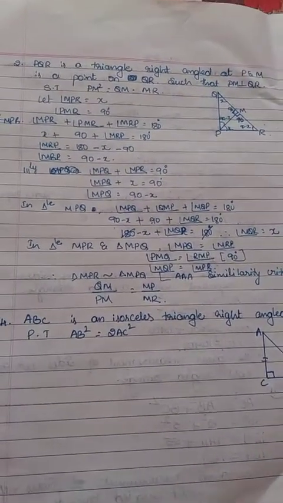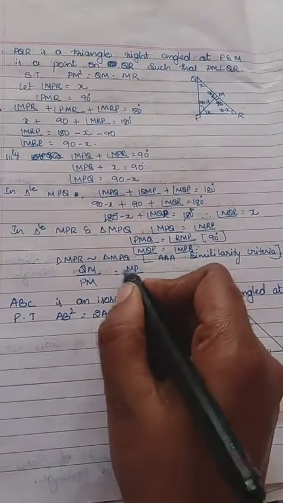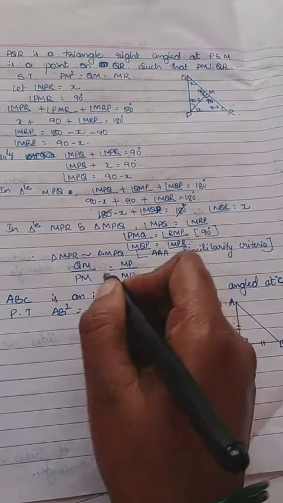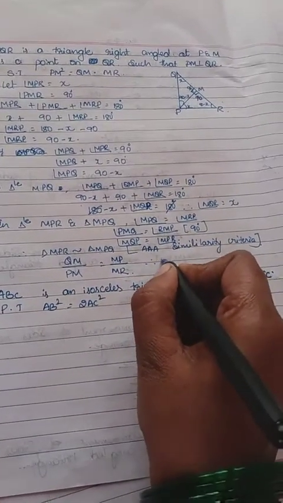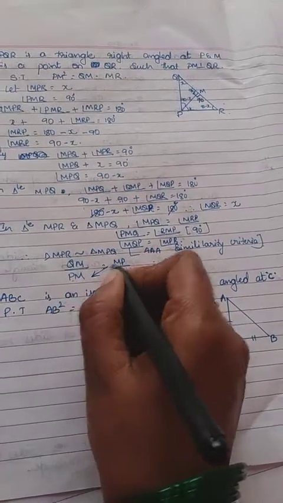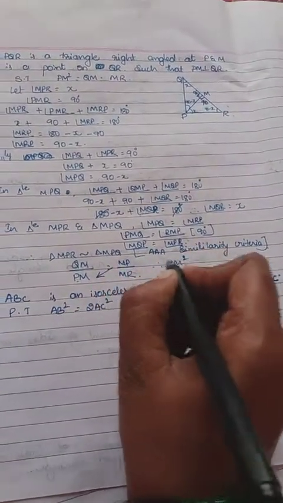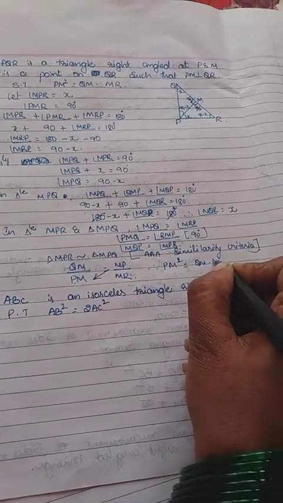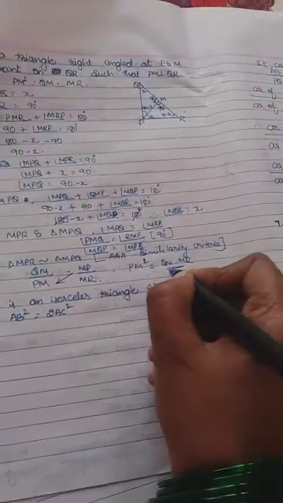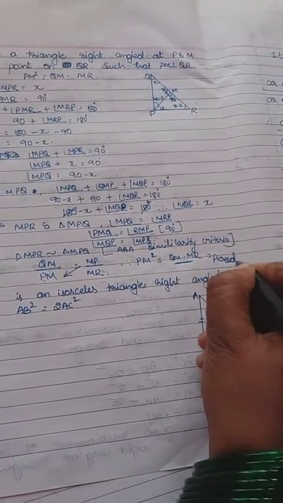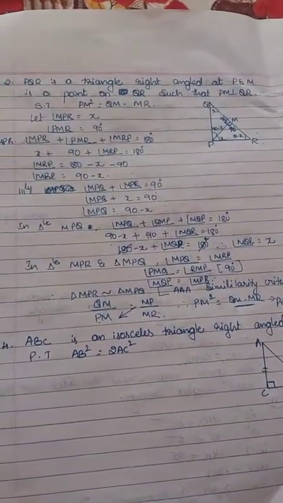If we do the cross multiplication, MP and PM are both the same, so it's PM square. Therefore PM square equals QM into MR. We can prove it, hence it is proved. Hope you will understand that.